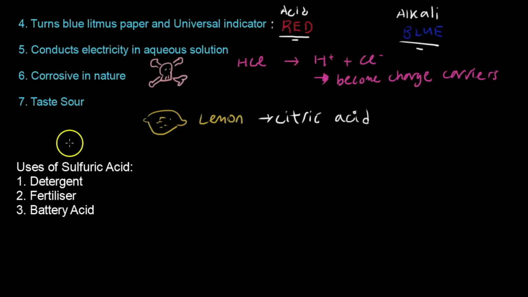Finally, the use of sulfuric acid. This is just memory work, as in the learning objectives. Sulfuric acid only has three purposes. It's a component of detergent and fertilizer. It's also used as battery acid. You can see that these three are very distinct functions, but sulfuric acid plays a part in all of them.